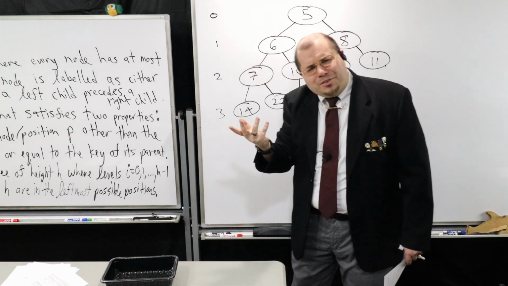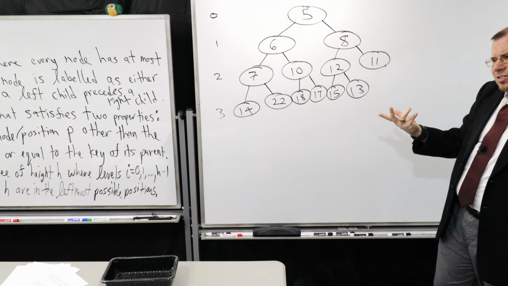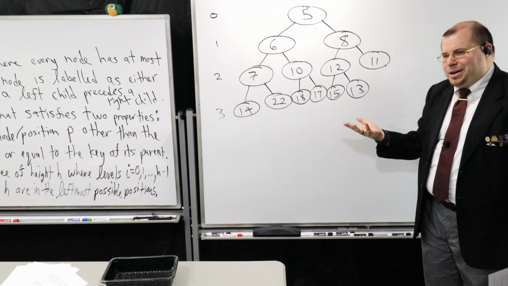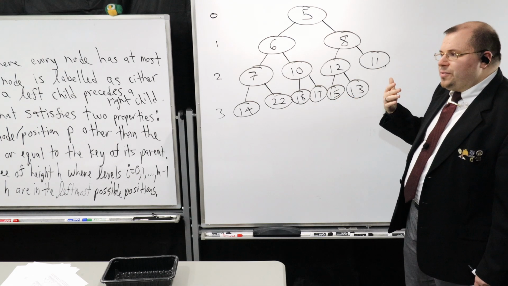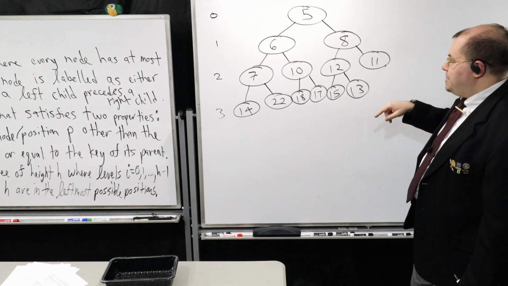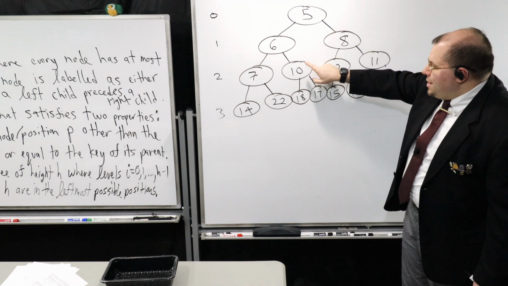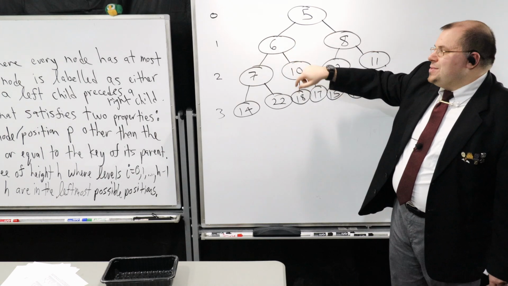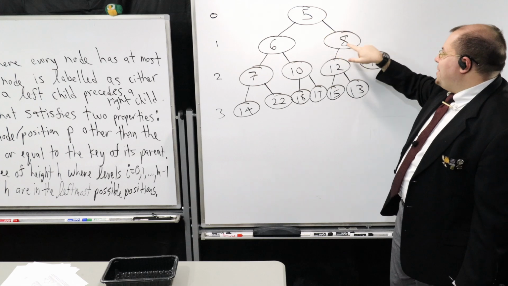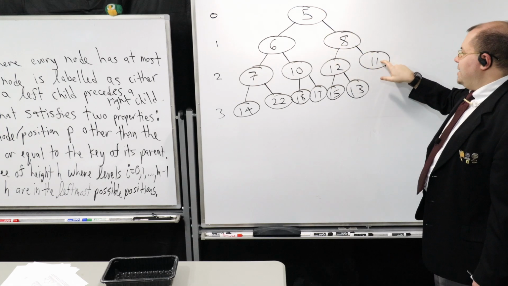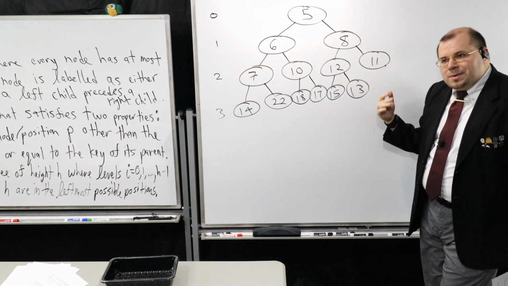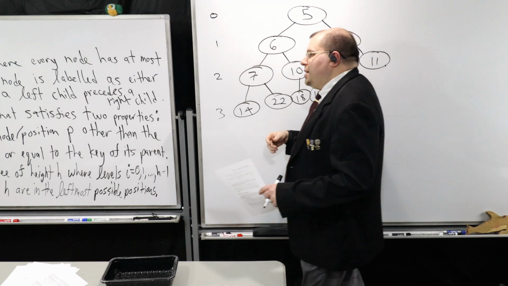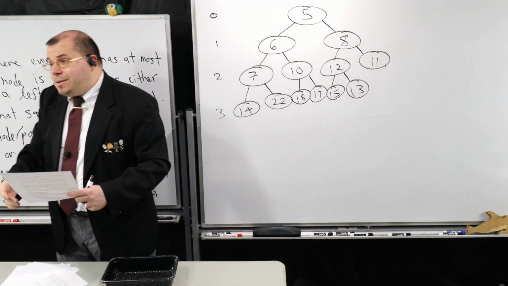In terms of the key values, it's a lot more loose, which at first might look a little jarring. But notice that it does satisfy the heap order property, because if I look at any one node, its value is greater than or equal to its parent's. So 6 is bigger than 5, 8 is bigger than 5, 11 is bigger than 8, and so on. So we know that this is a binary heap.